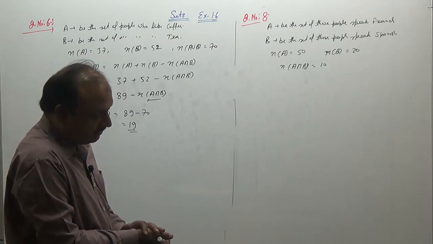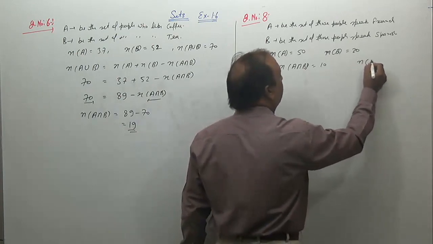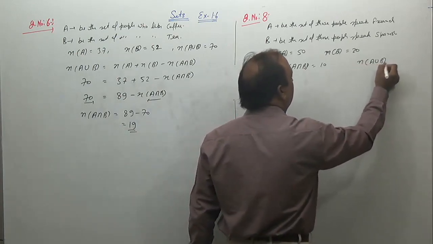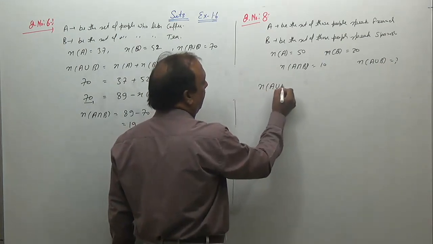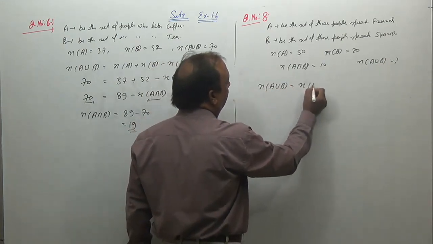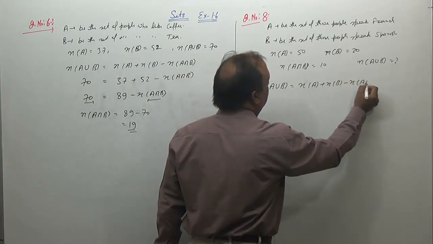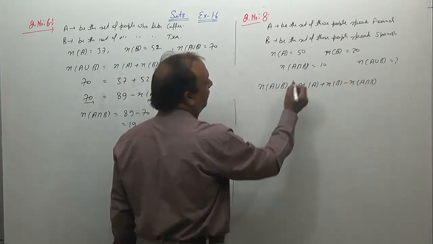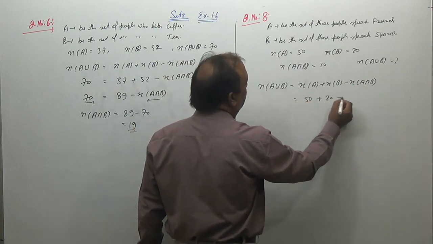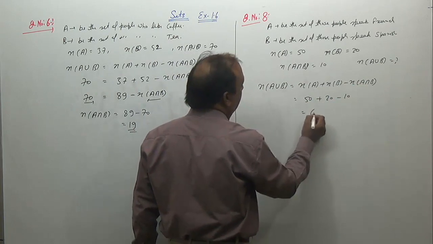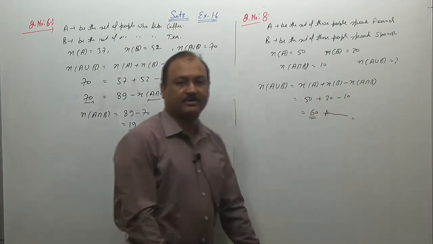The question is, how many speak at least one of these two languages? That is, how many people are in the group? This you have to find. It is equal to n(A) plus n(B) minus n(A intersection B). A is 50, B is 20, minus 10. These are the 60 people. So this one is the answer.